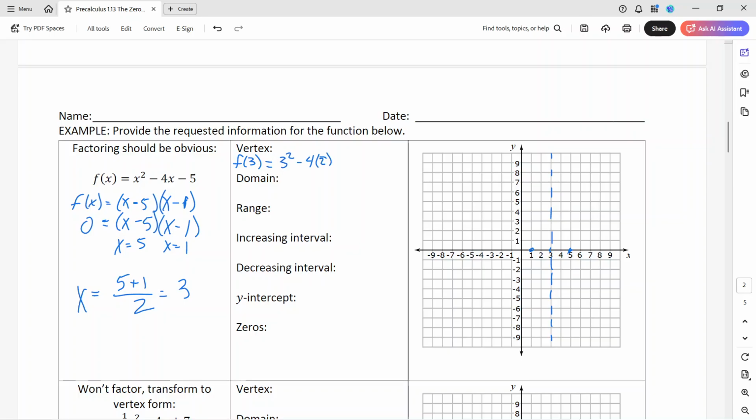So that would simply be 3 squared is 9, minus 4 times 3 is 12. My running total now is negative 3 minus 5. So that would be negative 8.